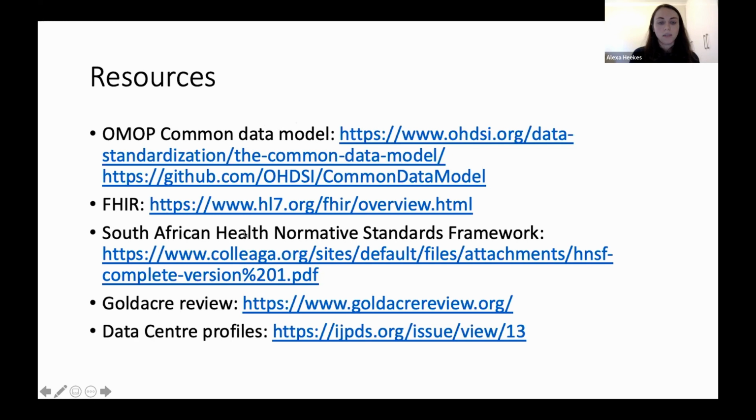Also included the South African Health Normative Standards Framework, just as some idea of how things can be standardized both for interoperability and data storage. A link to the Goldacre review, which is a really helpful review that reflects on harmonized data and trusted research environments. And then finally, a link to a set of papers on data center profiles from around the world, including the one that I mentioned, the Western Cape Provincial Health Data Center.